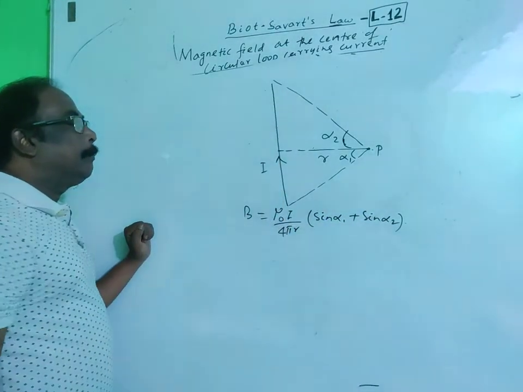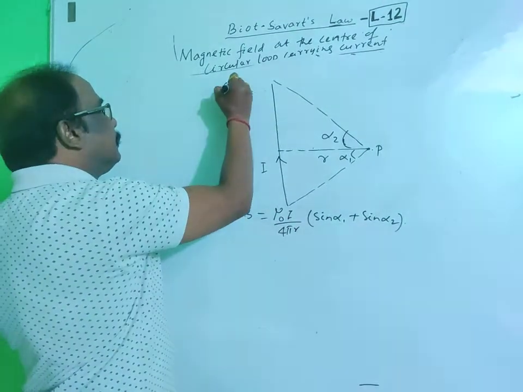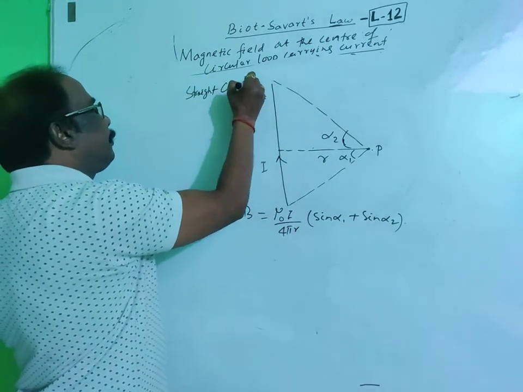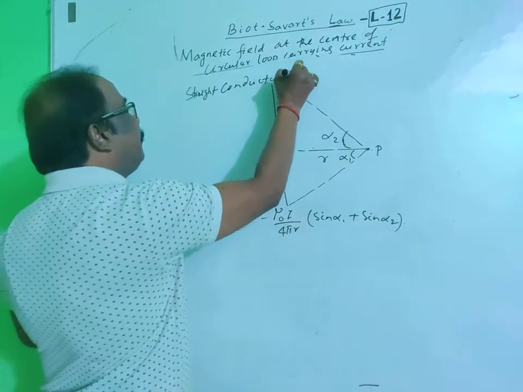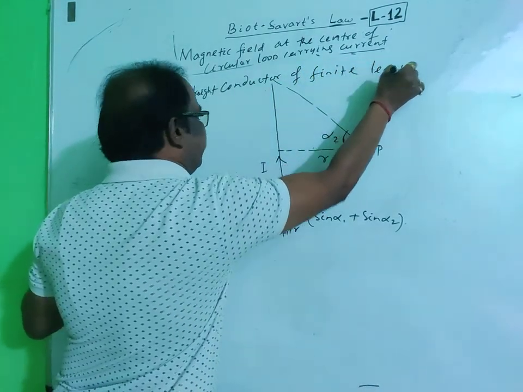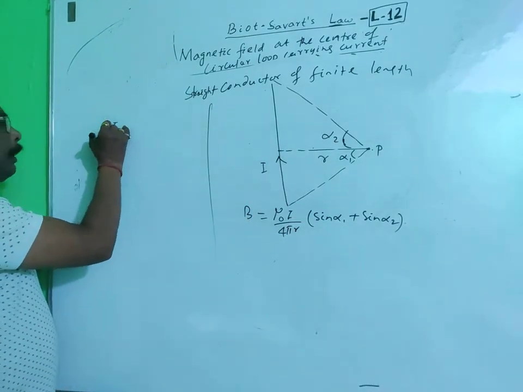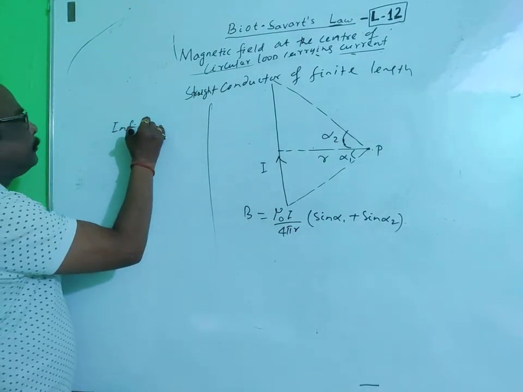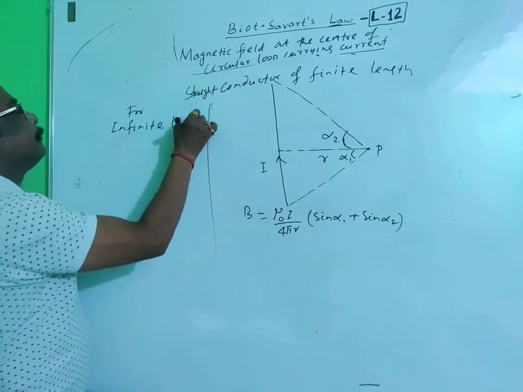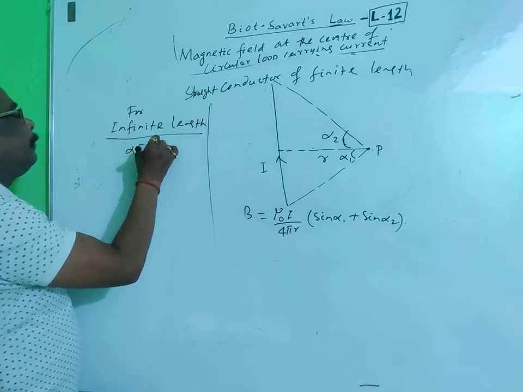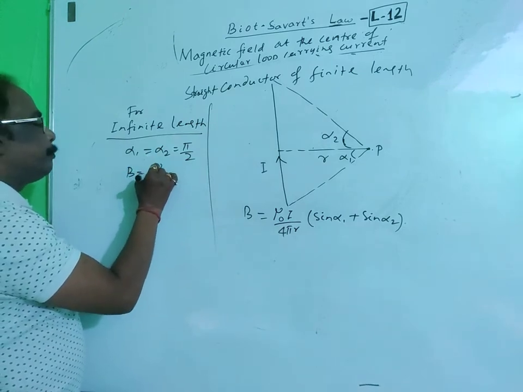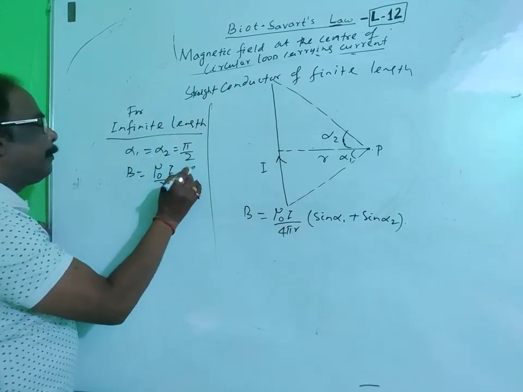This is a straight conductor of finite length. If the conductor is of infinite length, alpha 1 is equal to alpha 2 is equal to pi by 2, and the magnetic field is mu naught I by 2 pi R, as we have discussed.